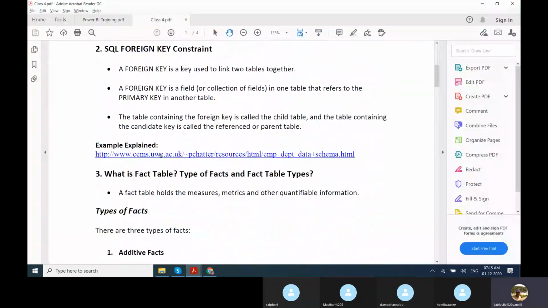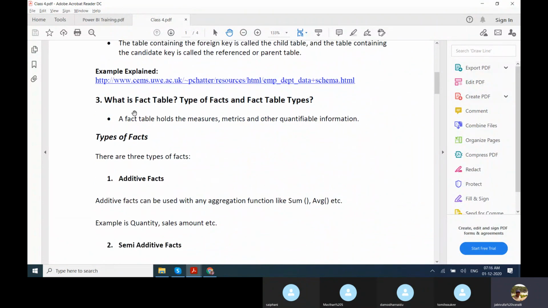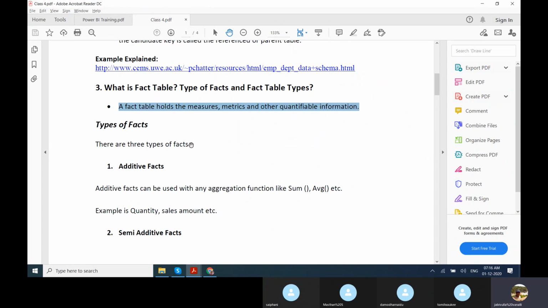One more important question: what is a fact table, and what are the types of facts and fact table types? This is important to understand for implementing projects and also from an interview point of view, and that's the reason why I added it here. So what is a fact table? A fact table holds the measures and metrics, other quantifiable information. For example, sales quantity. Best example.